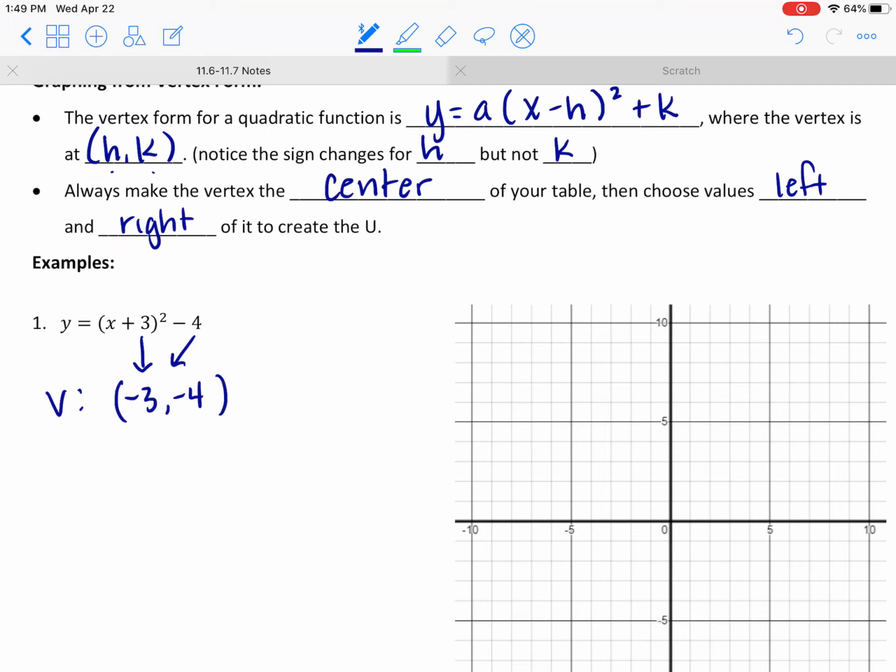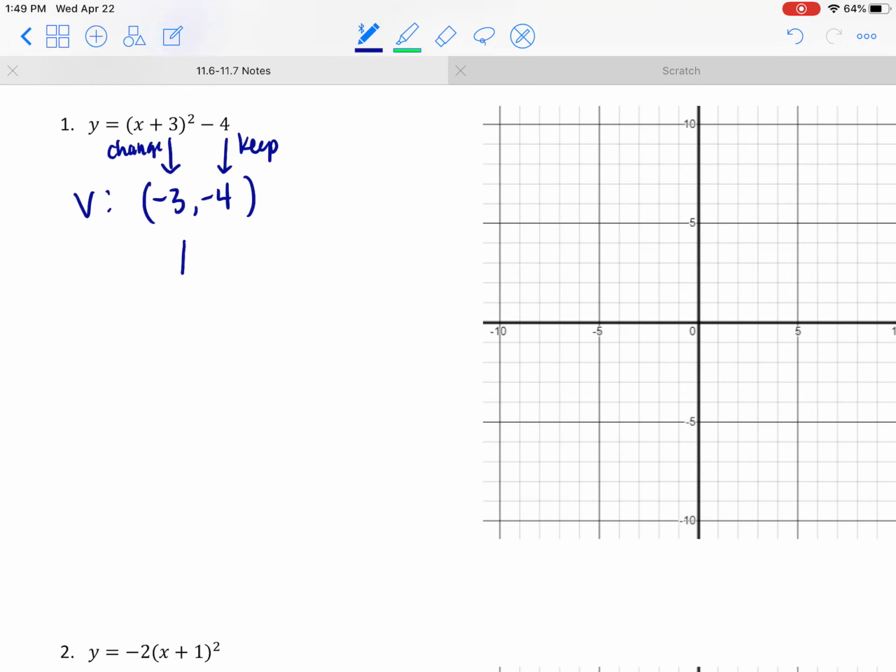So I can tell where the vertex is by changing the sign of this number and then keeping the sign of this number. So that vertex is going to be at -3, -4. So change the sign of the one that's in the parentheses, and that arrow is a little off. Keep the sign of the one that's after the parentheses. So this one changes, and this one we keep. Okay, so I know my vertex is at -3, -4, so I'm going to make my table of values, and I'm going to put -3, -4 right in the center.